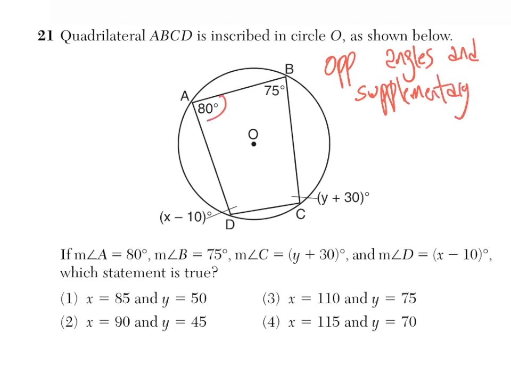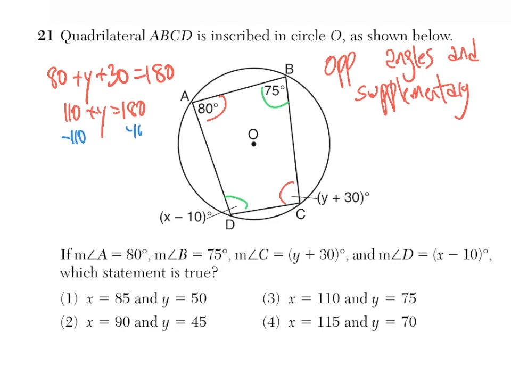That means that this angle and this angle add up to 180. That means that this angle and this angle add up to 180. Let's do that right now. We'll start with angle A and C. So again, I know that 80 degrees plus y plus 30, if they're supplementary, equal 180 degrees. If we combine like terms, I know that 80 plus 30 gives us 110 plus y equals 180. And then if we subtract 110 from one side, we're going to subtract it from the other. I know that y equals 70.